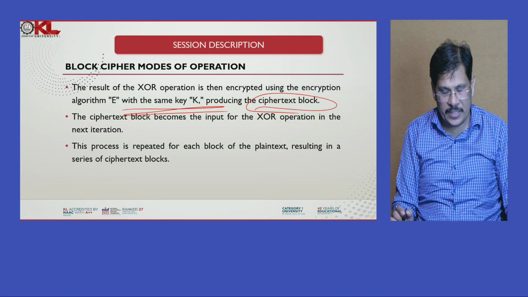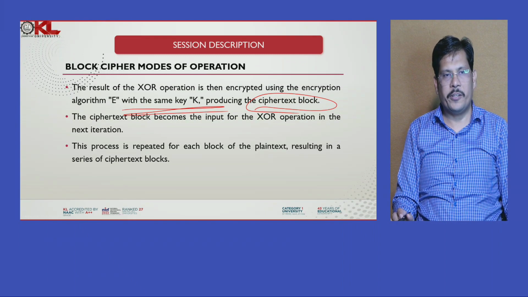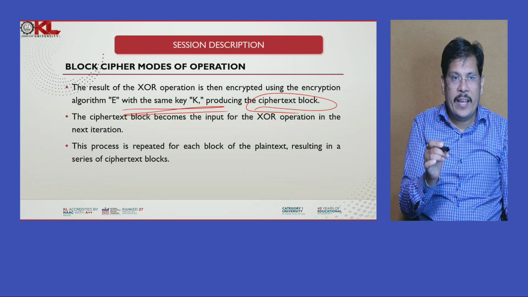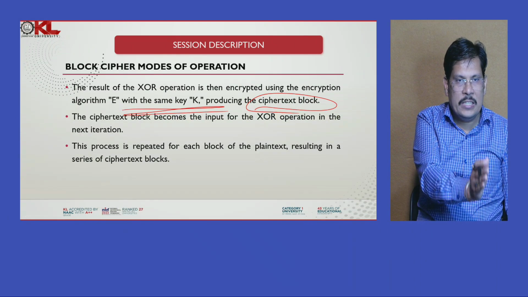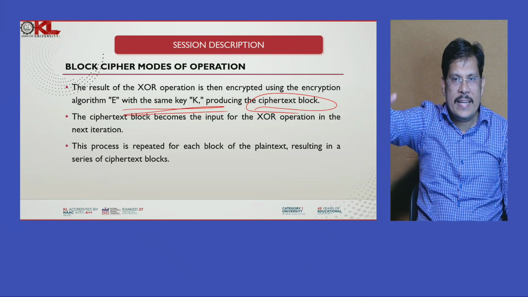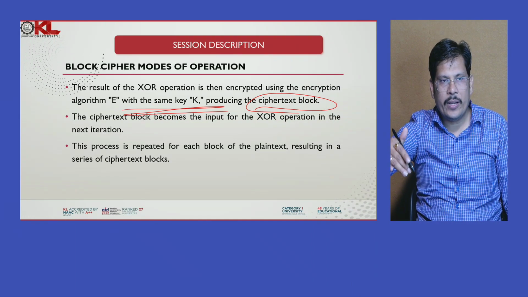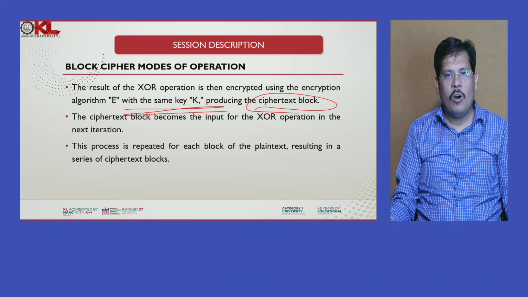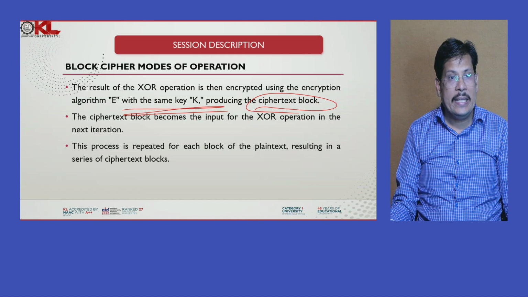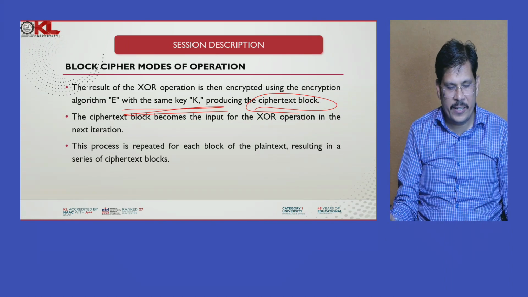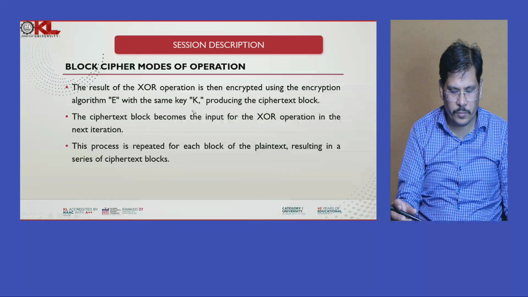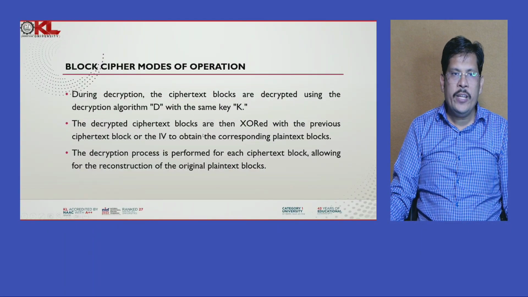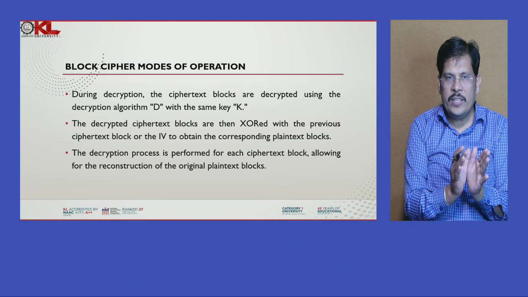I will explain further through the flow chart. The output you get in the previous process becomes the input for the next iteration. That is the important thing. This process is repeated for each block of the plain text, resulting in a series of ciphertext blocks. That is the encryption part.